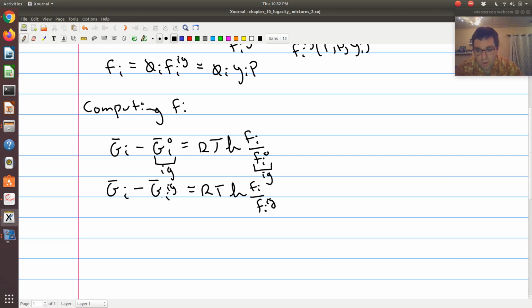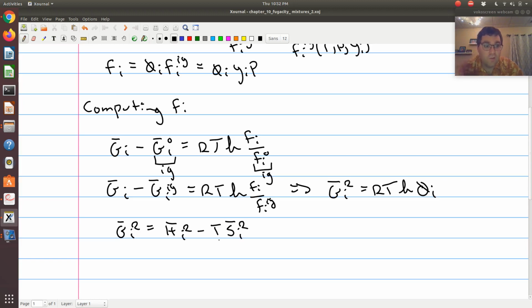If I look at the left-hand side, this just becomes the partial molar residual Gibbs free energy. And the right-hand side just becomes RT log of the fugacity coefficient. So why is this of value? G bar i residual. Remember G is equal to H minus TS, so G bar i residual is equal to H bar i residual minus T S bar i residual.